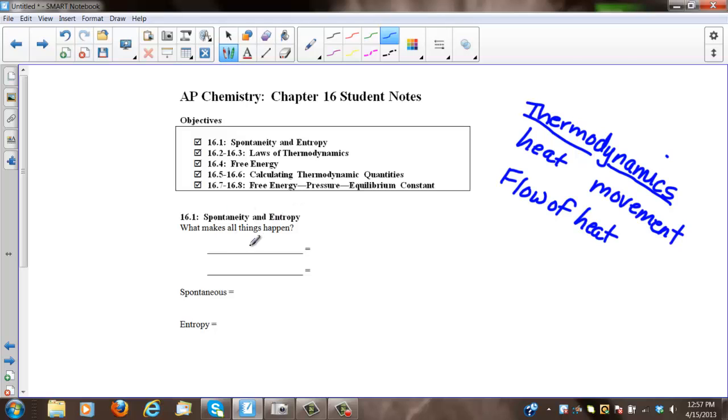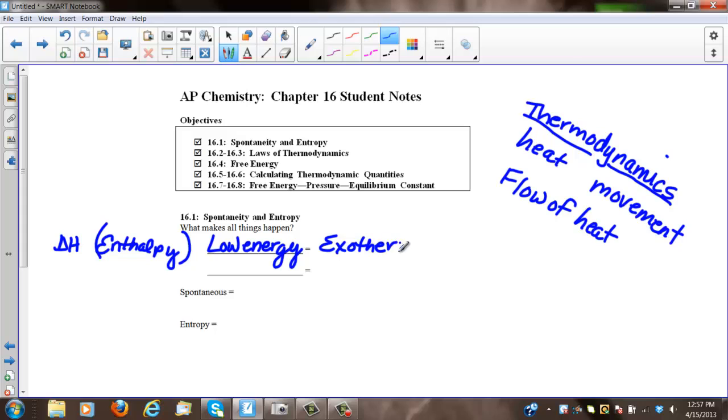Spontaneity and entropy. What makes all things happen? Well, first of all, low energy. Systems in nature tend to move toward lower energy, which we call enthalpy. So another word for low energy is enthalpy, and it has the symbol delta H. And when we talk about low energy, we talk about exothermic reactions.